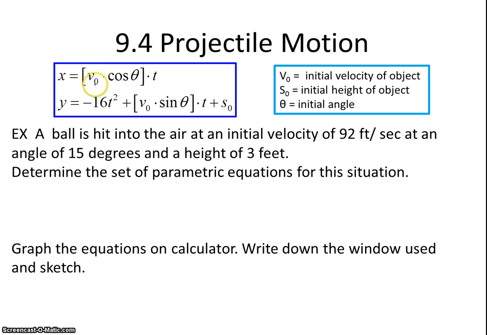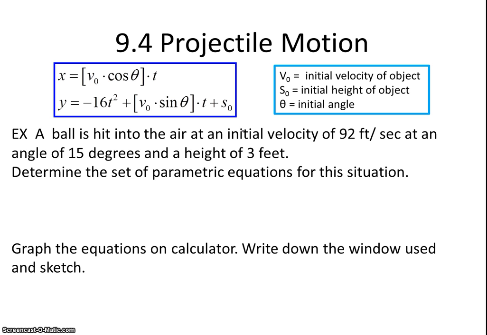So your v0 is your initial velocity, or your velocity at time 0. T is going to be your given time. Theta is going to be the initial angle in which you throw the ball or the ball is projected. Negative 16t squared has to do with gravity. The v0 is going to be the initial velocity. Then you have sine of theta, again, your same initial angle. T is your time, and S0 would be your initial height of your object, so your object at time t equals 0.